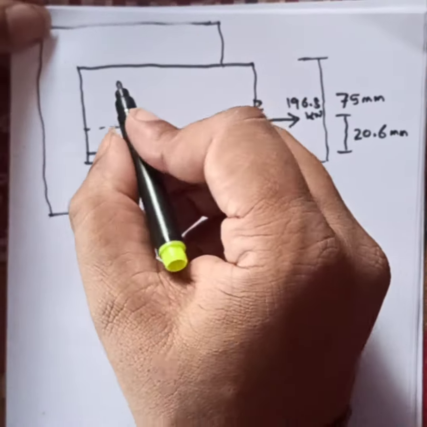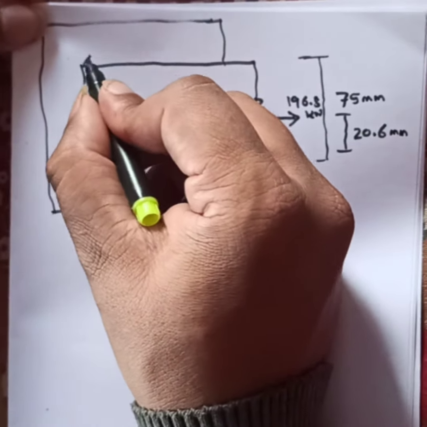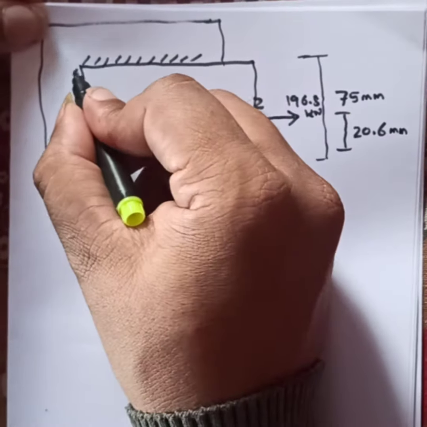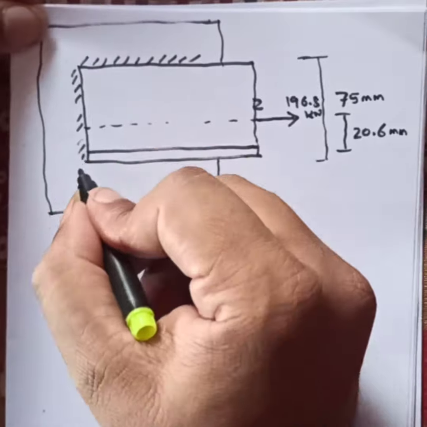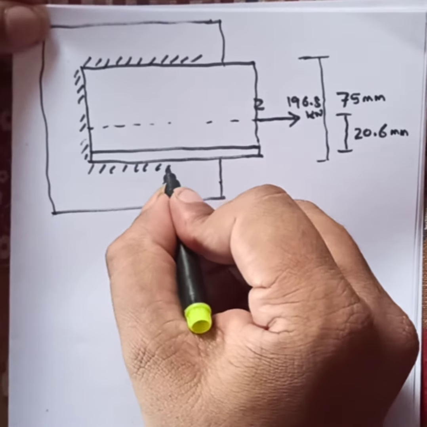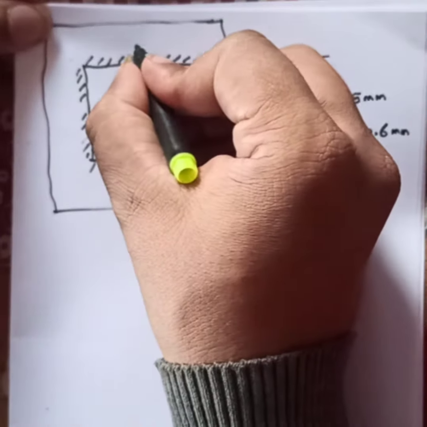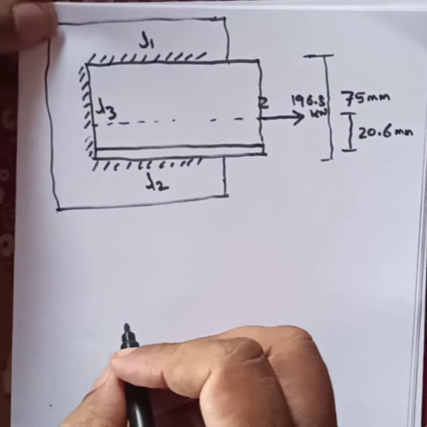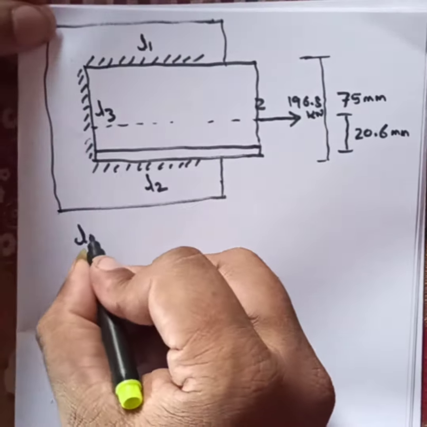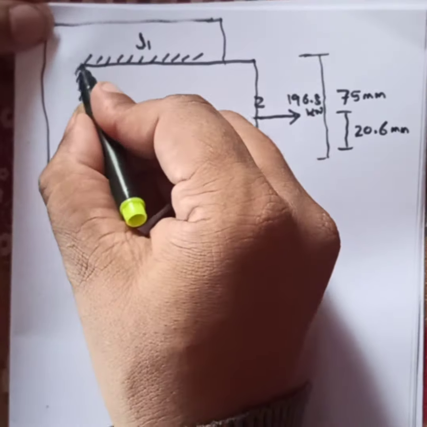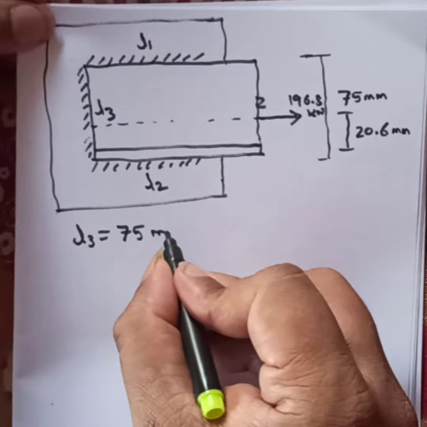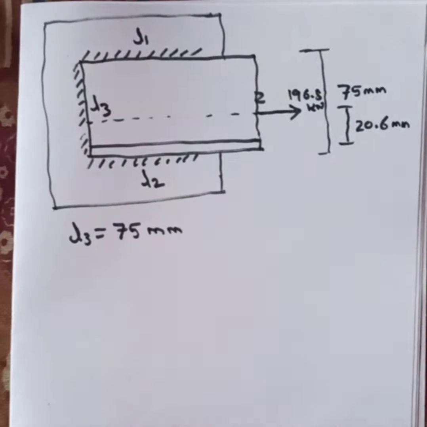Now we need to provide the welding on all the 3 sides. So I am providing welding here, here, and here. Let me call them L1, L2, and L3. Okay, the length of L3, we know from here to here it is 75 mm. L3 is 75 mm.